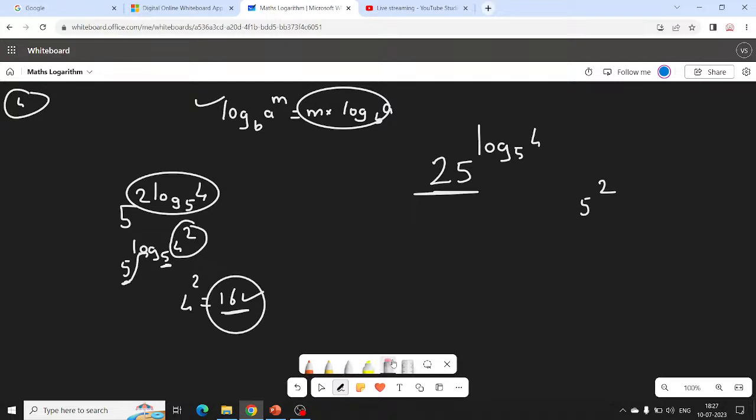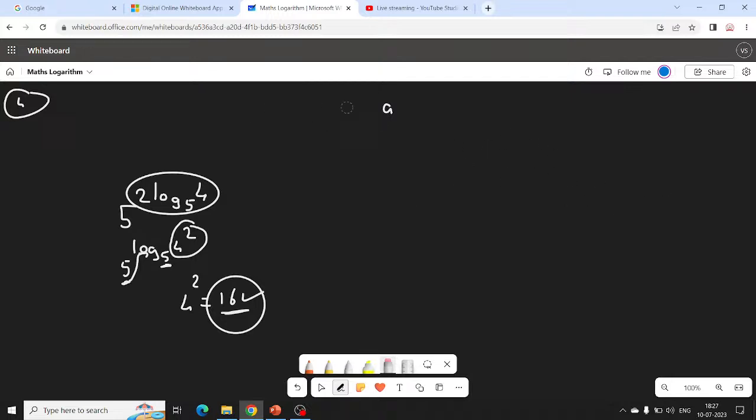Take it down now, quick. Those who have finished it, next question. 16 log 5 to the base 4. Solve it. Don't be in a hurry.